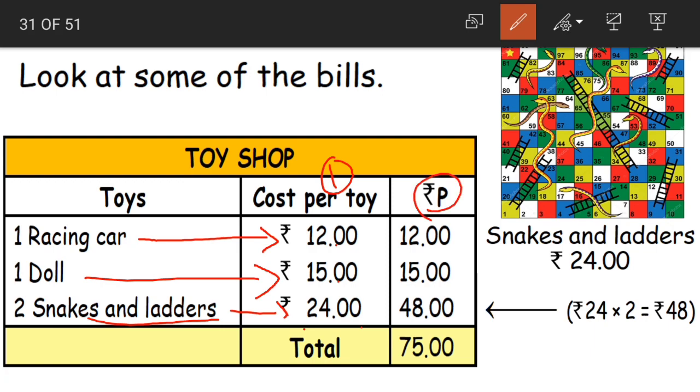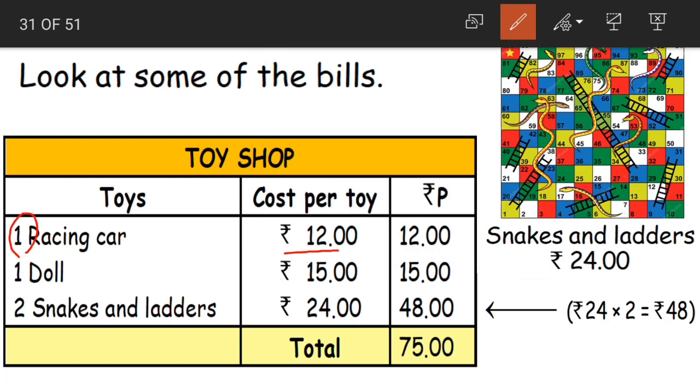Next we have the total price. That means here when we multiply the quantity with the cost per toy, we will get our total rupees to be paid. See here, we have bought only one racing car, right? So we can copy the same amount here. Again for the doll, we bought only one doll. So we can copy the same amount here. But if you look at the snake and ladders, children, we bought two snake and ladders here. But here 24 rupees is the cost per one snake and ladder.